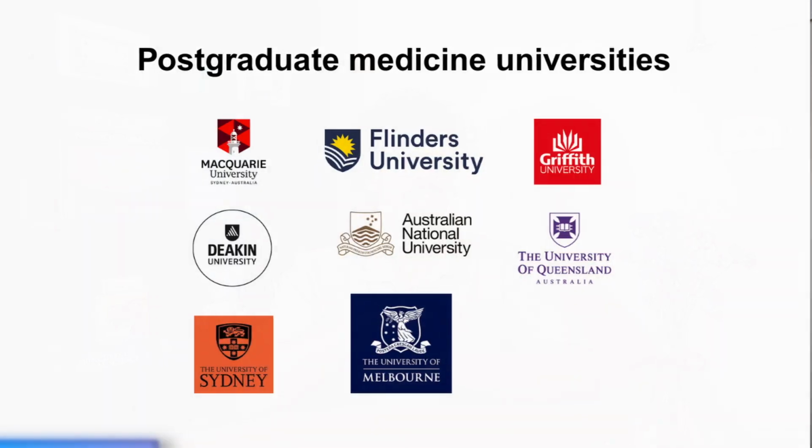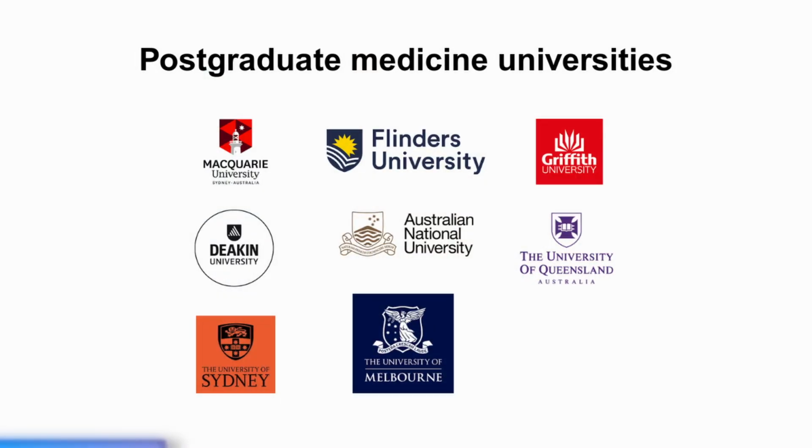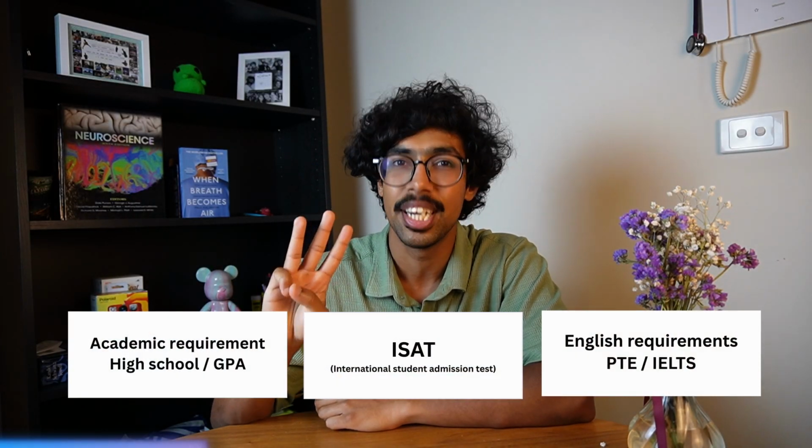Now, postgraduate medicine is for students who have a completed degree already. That could be in any field, in any sort of discipline. But if you have a completed degree already, you can apply to postgraduate medicine. And this is offered by these universities that are on the screen right now. The reason I clarified between undergraduate and postgraduate medicine is because the entry requirements for each of these is a bit different. We'll start with undergraduate medicine, which has 3 requirements for international students.